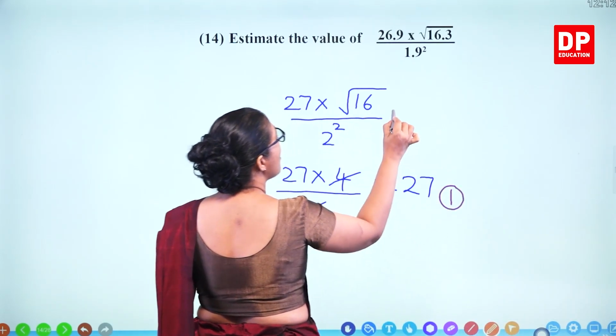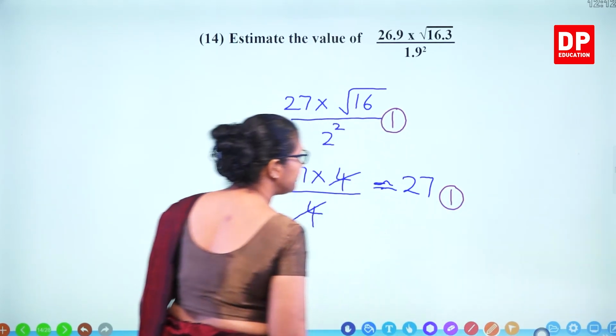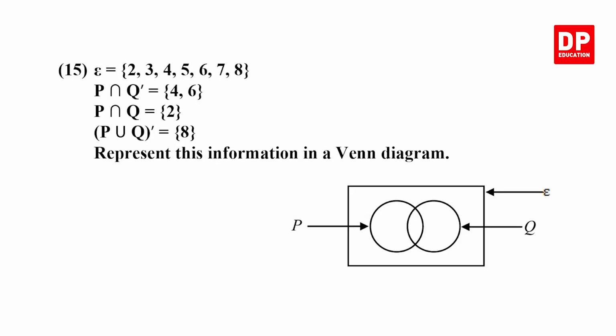So 1 mark for the method and 1 mark for the accuracy. Question number 15, Venn diagram question. Epsilon is 2, 3, 4, 5, 6, 7, 8. P intersection Q dash is 4, 6. P intersection Q is 2.